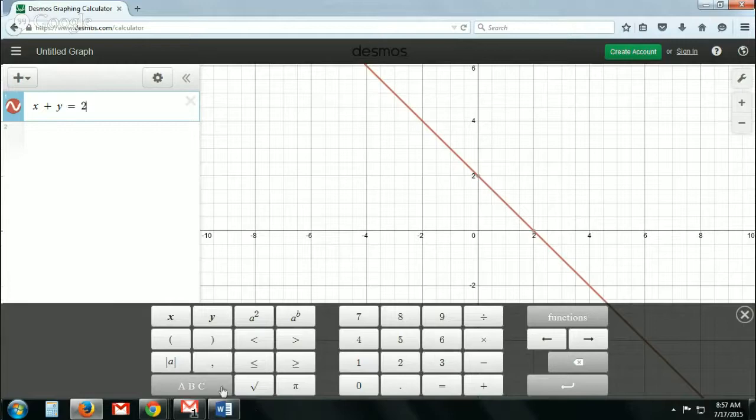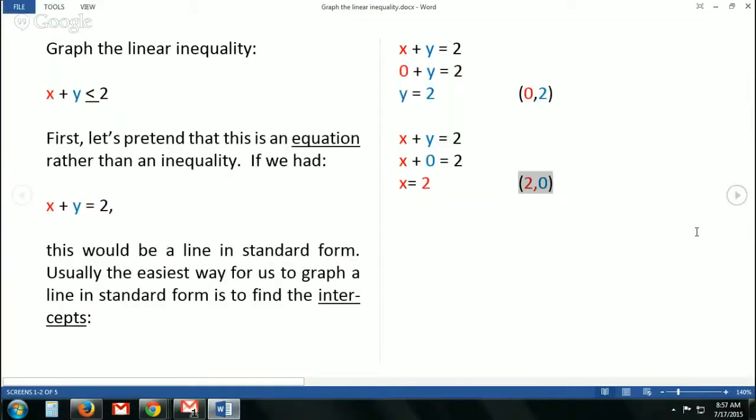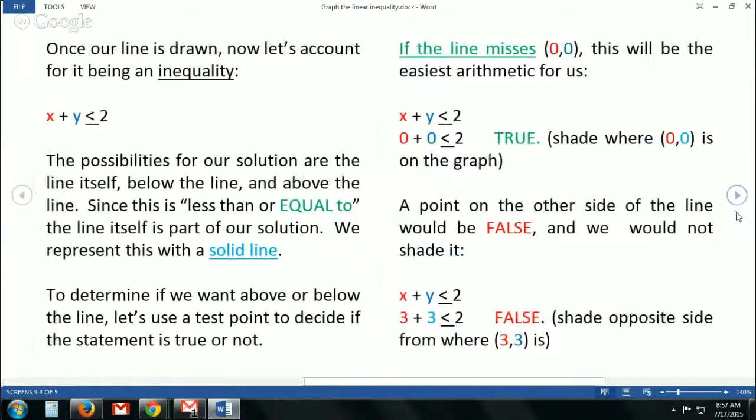Now, let's account for the fact that this is an inequality. This says x plus y is less than or equal to 2. So we've got to decide what things can be parts of our solution. The choices: we could have the line itself as part of our answer. We could have the area below the line as part of our answer, or we might get the part that is above the line as part of our answer.